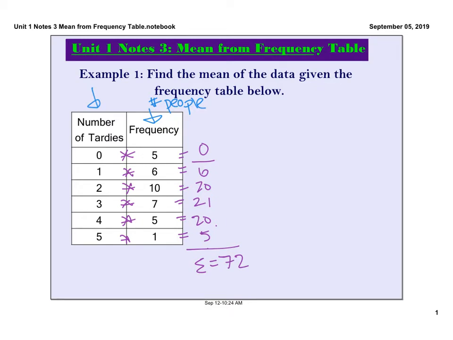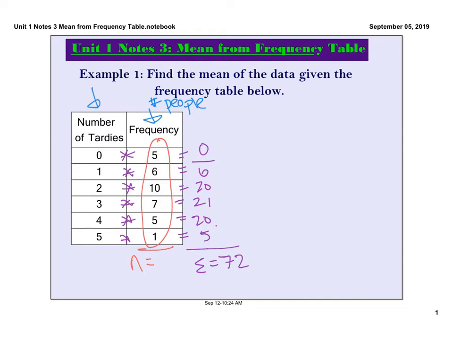I also need to know that n. Remember that n that we talk about every day? We know that we need n for pretty much everything that we do in statistics. My n in a frequency table comes from the frequency. This is the number of people that fit into each category. So if I add up my frequency, I get my n.